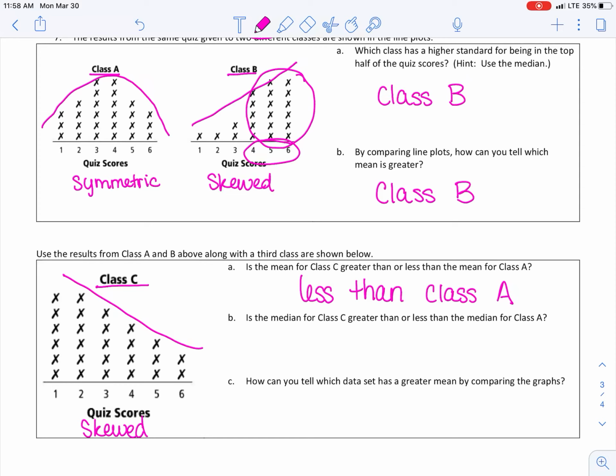Okay. Is the median for class C greater than or less than the median for class A? So median again here is going to be right in the middle somewhere, okay, since it's symmetric. But since class C is skewed to the left, we, like I said, have a lot more smaller values here. So again, it's going to be less than.